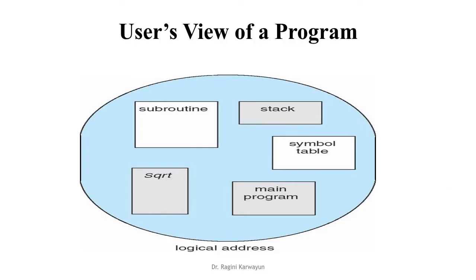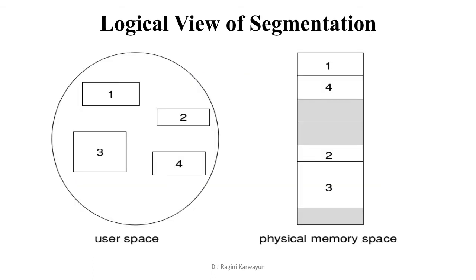This is just a pictorial representation of the user's view of a program, which is a collection of different modules or segments. We can have a subroutine, a stack, a segment for a symbol table, the main program, and a separate segment for a SQRT. These segments can be placed anywhere in the memory where there is space to accommodate them. The entire user area in the memory is a contiguous space, and whenever a segment needs to be in the main memory, it is allocated only as much space as it requests.